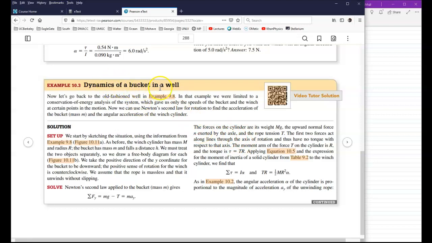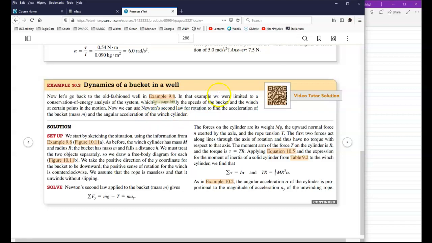It says dynamics of a bucket in a well. Okay, so let's go back to the old-fashioned well in example 9.8. In that example, we were limited to a conservation of energy analysis. I believe I did this problem in the video, but anyway. Now we want to use Newton's second law for rotation. What does that mean? Newton's second law for rotation is tau equals I alpha. Newton's second law is F equals ma, and for rotation it is tau equals I alpha. We want to find the acceleration of the bucket of mass m and the angular acceleration alpha of the winch cylinder.